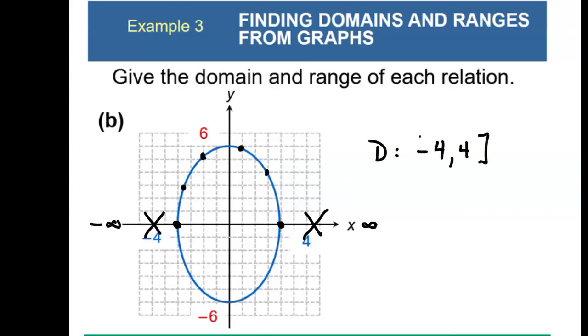Now I'm going to express this domain in interval notation. I do that because there are infinitely many ordered pairs between negative 4 and 4 that would be on the graph of the relation.